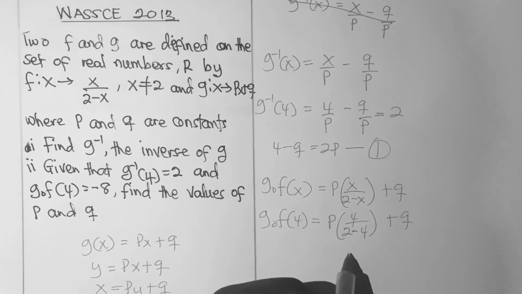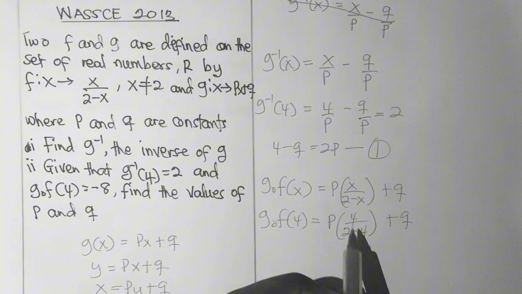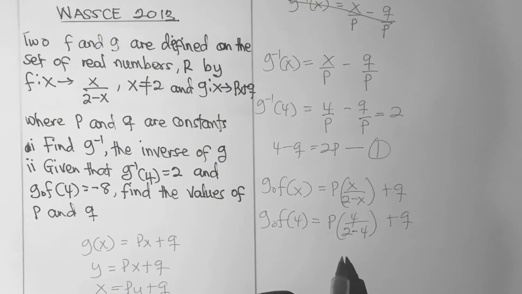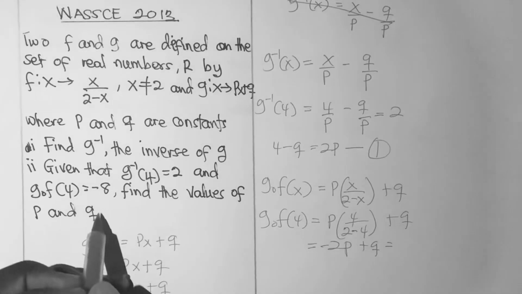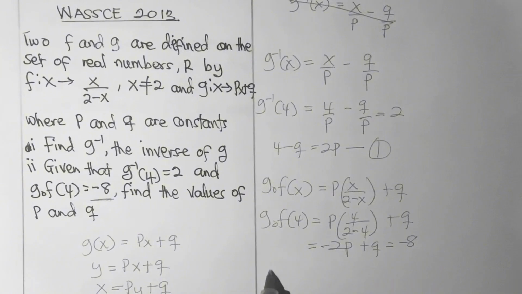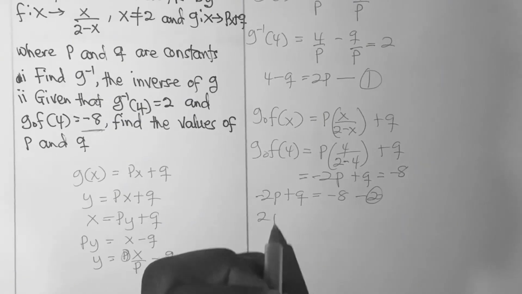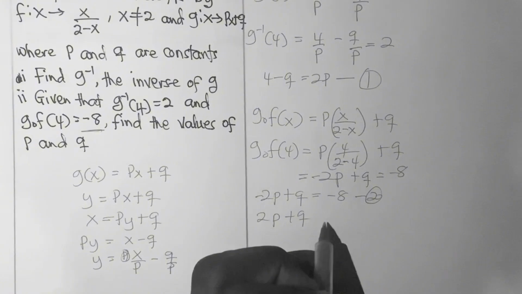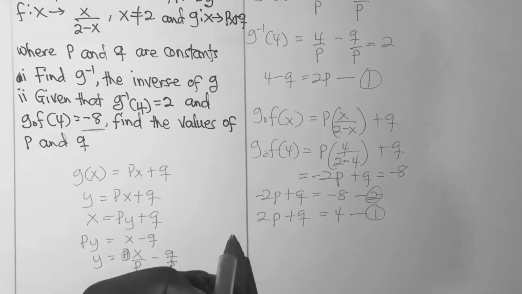So 2 minus 4 is minus 2. 4 divided by minus 2 is minus 2. So here becomes minus 2p plus q. And that he says is equal to minus 8. So this implies that minus 2p plus q equals minus 8, equation 2. Then from equation 1, we can see that 2p plus q is equal to 4, equation 1.